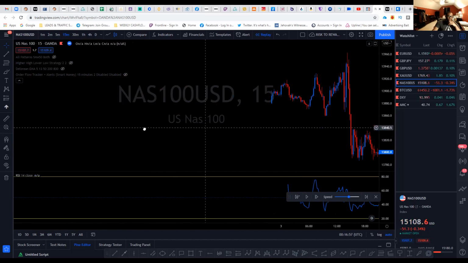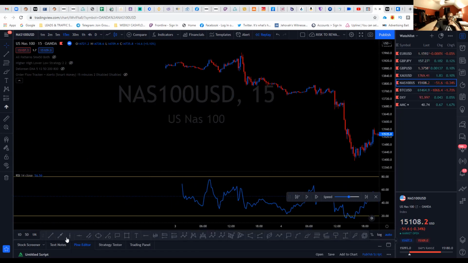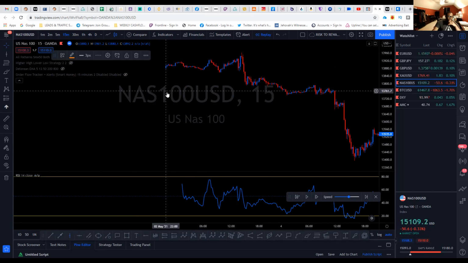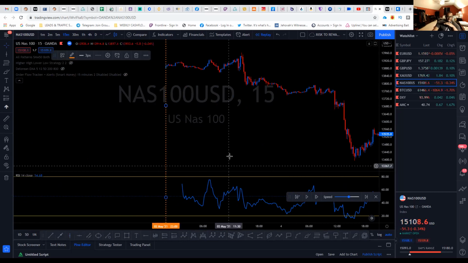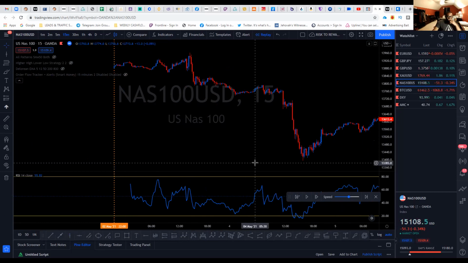So I'm going to go all the way back until I see where current price stops. Let me just keep on going back. So current price stopped and went back this far. I'm going to take a vertical line and mark it up here. Now what we're going to do is mark up support and resistance and then draw our zones based off of that.